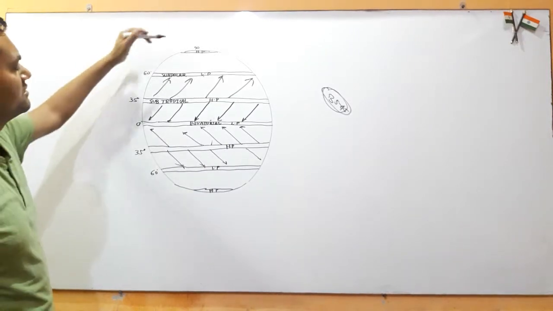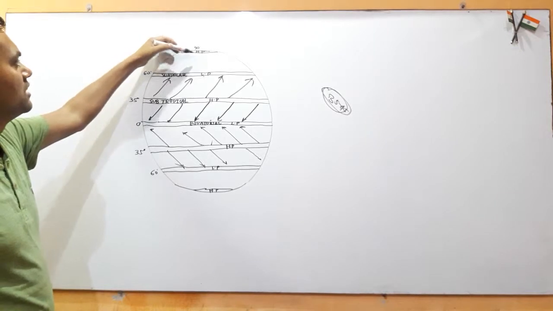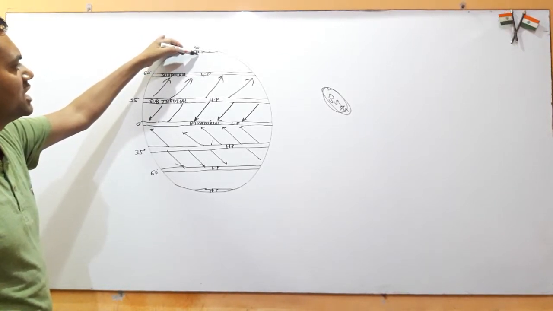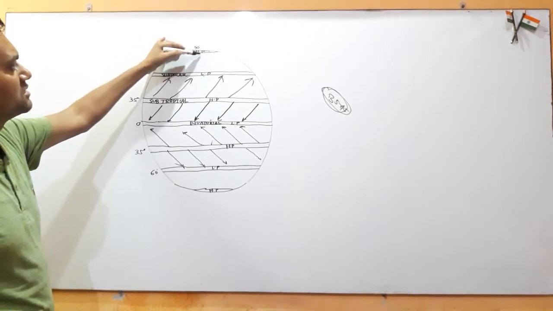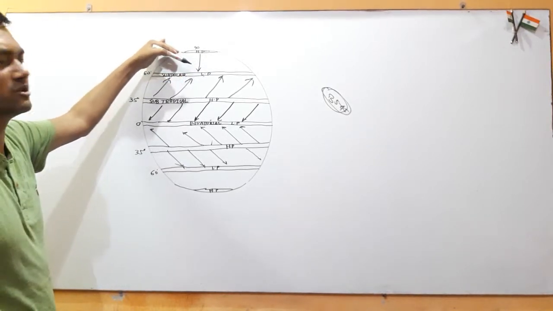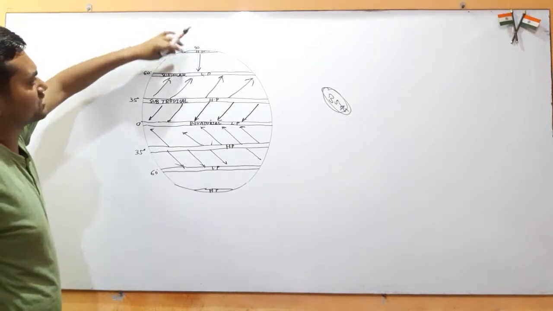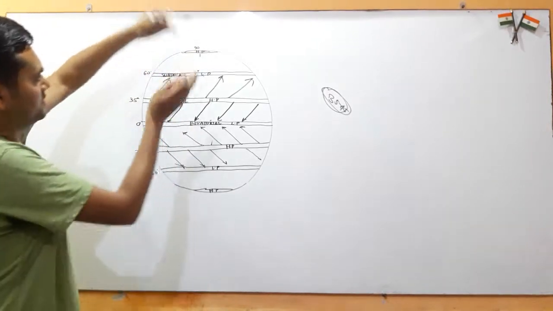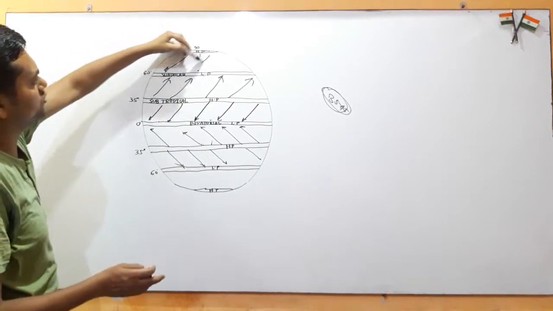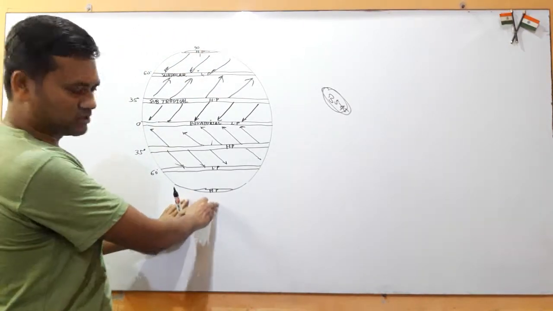Now this one is known as the polar wind. This is the high pressure and this is the low pressure. It should be like this, but according to the Coriolis, it goes in the right direction. So in the right direction, it would be like this. And this is the southern hemisphere.